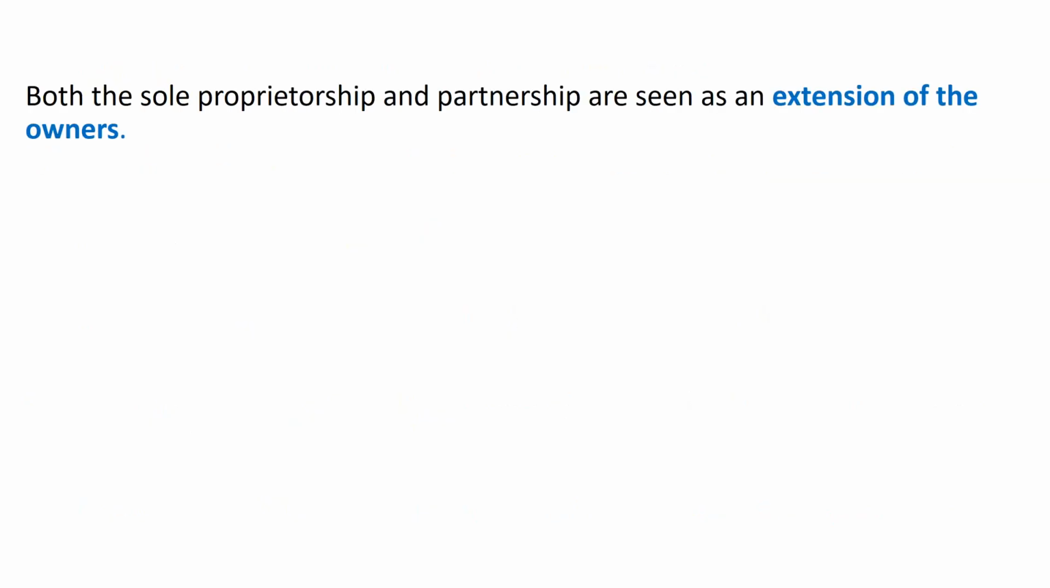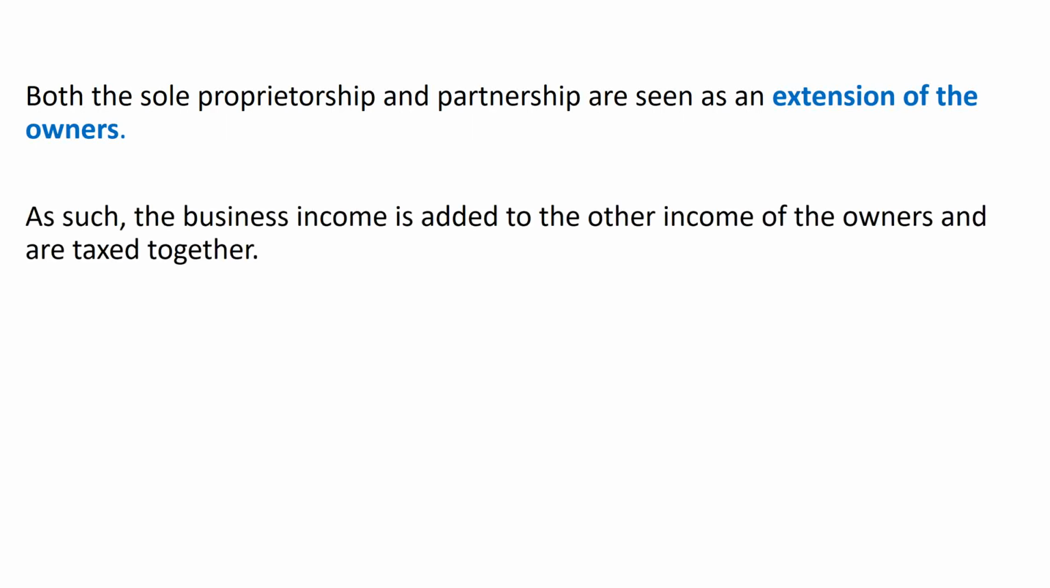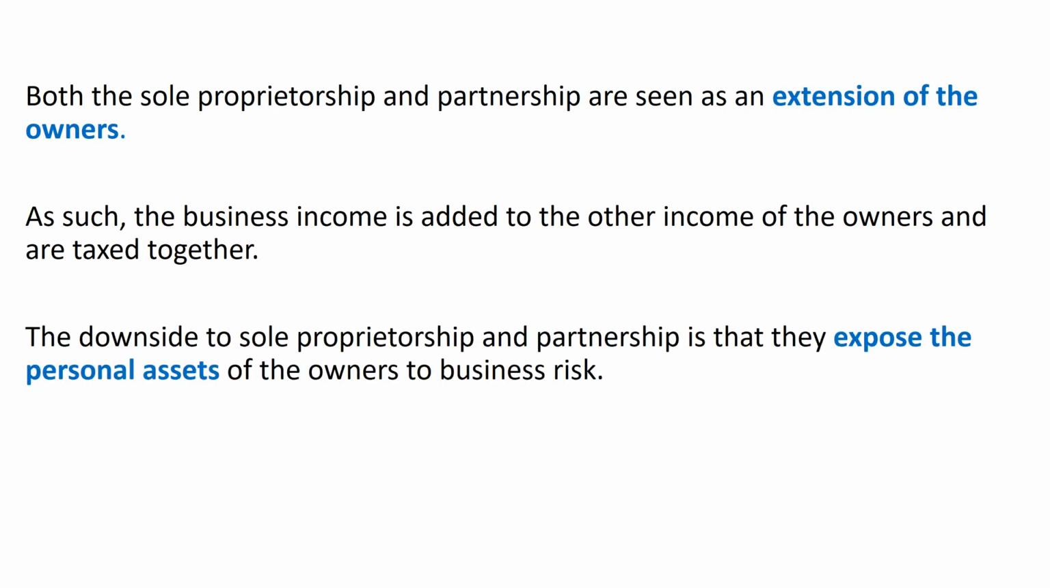Okay, both sole proprietorship and partnership are seen as an extension of the owner. It's like your hand. As such, the business income is added to other income of the owner. So you may have salary income, you may have other investment income, then you have business income. Everything is pooled together. These are different extensions of yourself, and all of them pooled together, and you pay taxes on the total income.